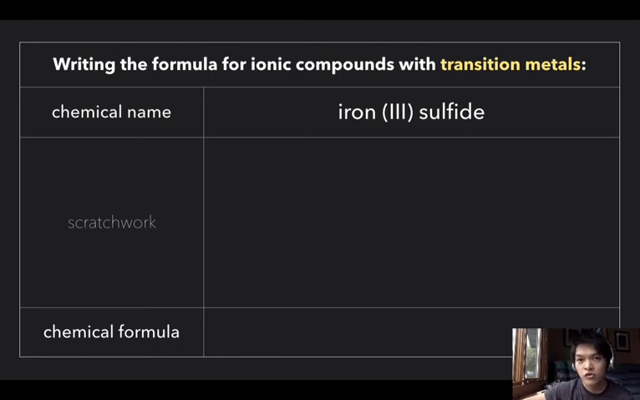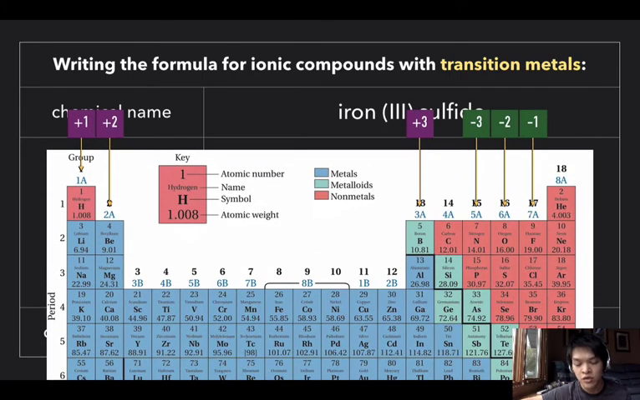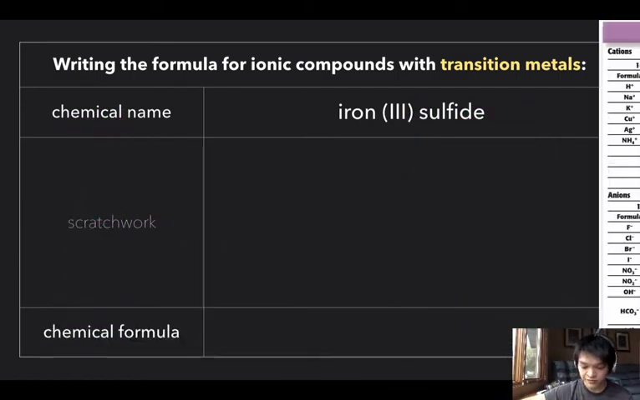We have iron 3 sulfide now. Iron 3. Immediately, you should know, since there's a Roman numeral 3, that the iron has a positive 3 charge. What about the sulfide here, though? So let's take a look at the periodic table. Sulfide is this S right here. S should have a negative 2 charge. S should be negative 2. Remember that.